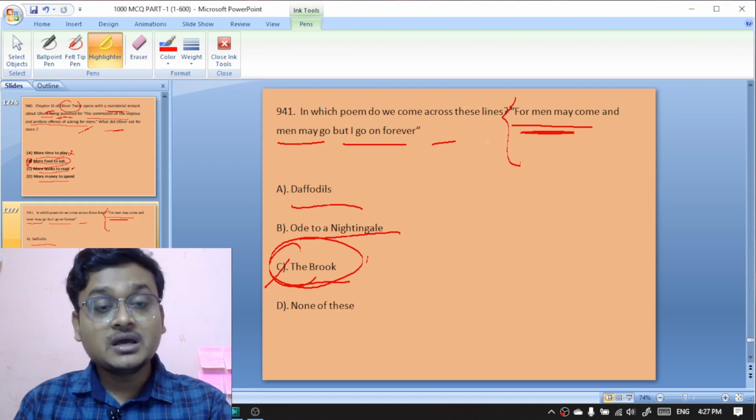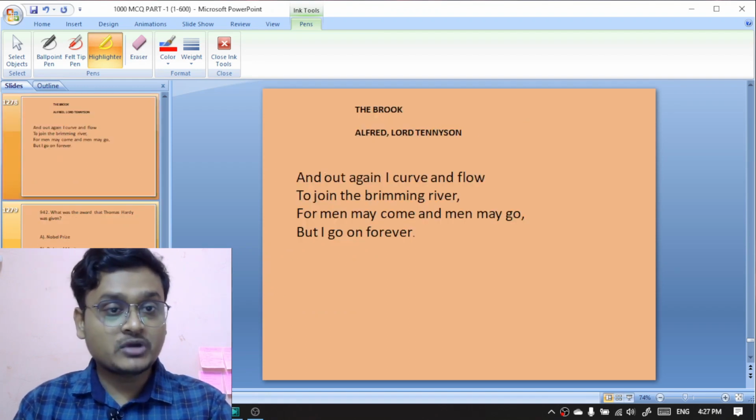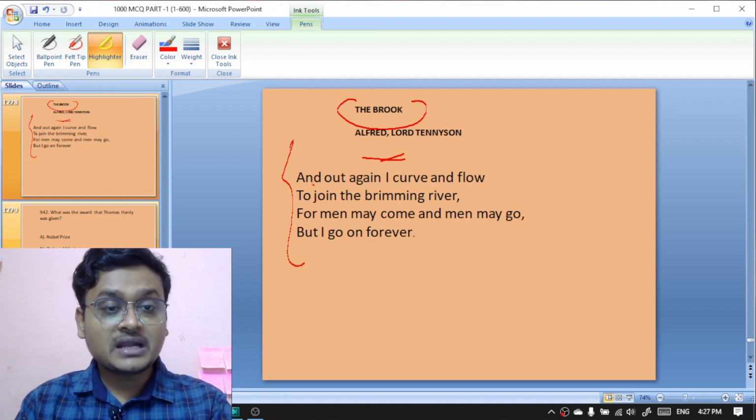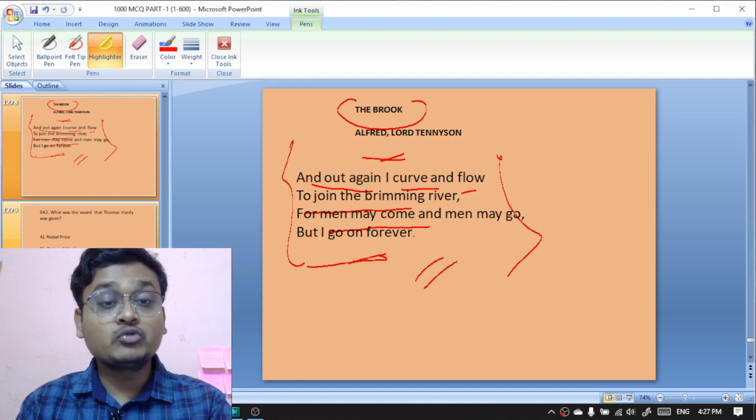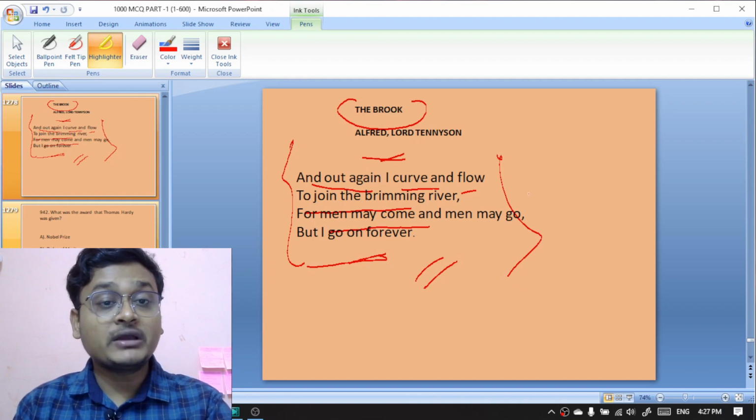These are the ending lines of that poem. The Brook by Alfred Lord Tennyson. These are the lines: "And out again I curve and flow to join the brimming river, for men may come and men may go, but I go on forever." So here the brook is speaking. The Brook by Alfred Lord Tennyson.